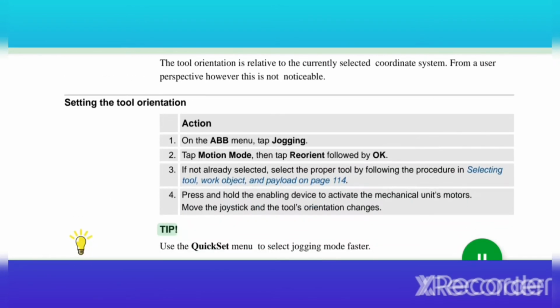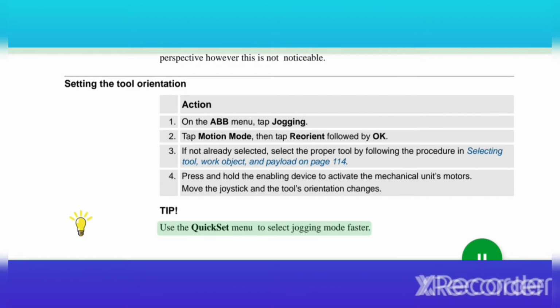Setting the tool orientation. Tip: use the quickset menu to select jogging mode faster. Action. 1. On the app menu, tap Jogging. 2. Tap Motion mode. Then tap Reorient followed by OK. 3. If not already selected, select the proper tool by following the procedure in Selecting tool, work object, and payload on page 114. 4. Press and hold the enabling device to activate the mechanical unit's motors. Move the joystick and the tool's orientation changes.